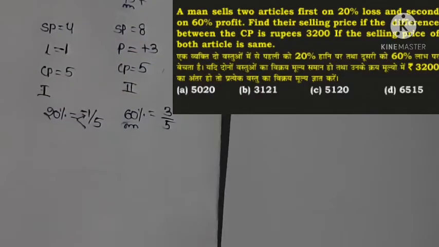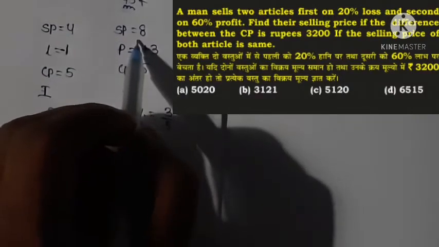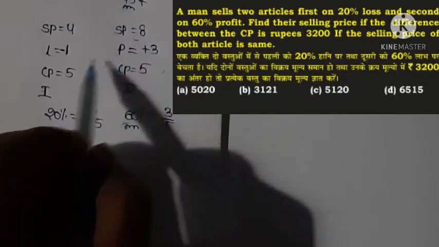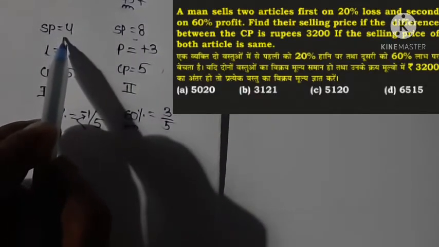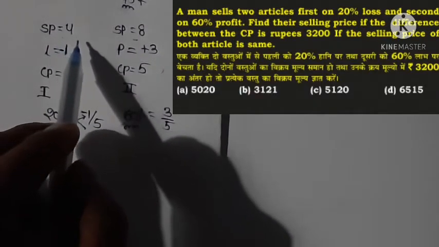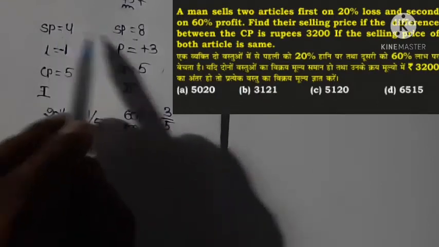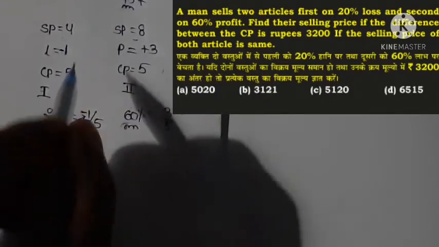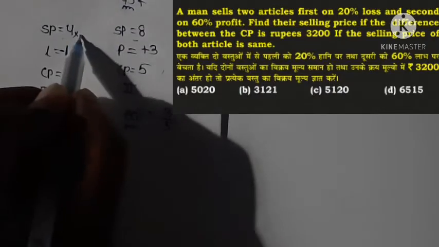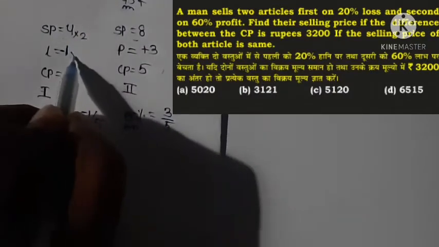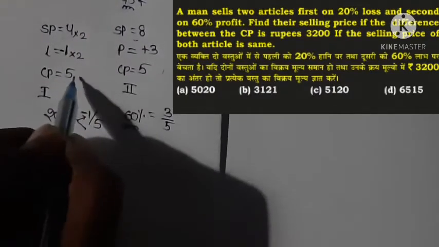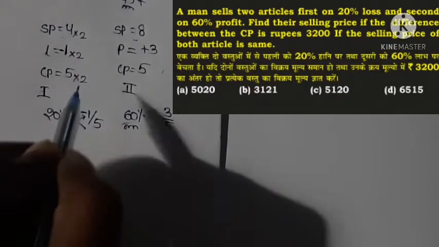The selling price of both articles is the same. So here the selling price is 8, and here the selling price is 4. So how can I equalize both selling prices? Multiply this value into 2, and multiply the cost prices also into 2.